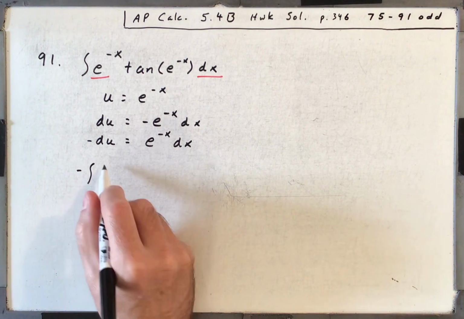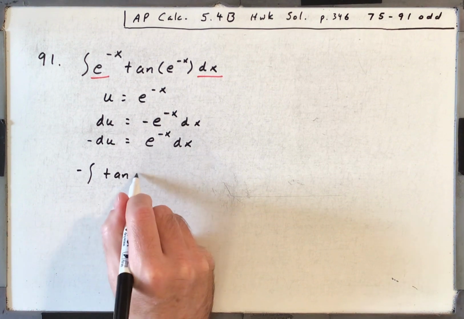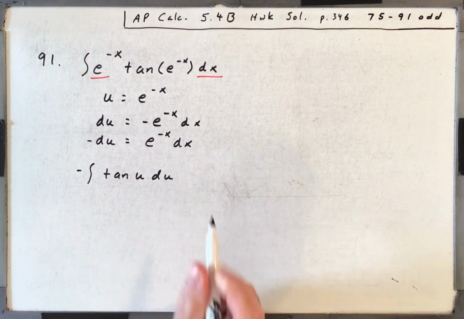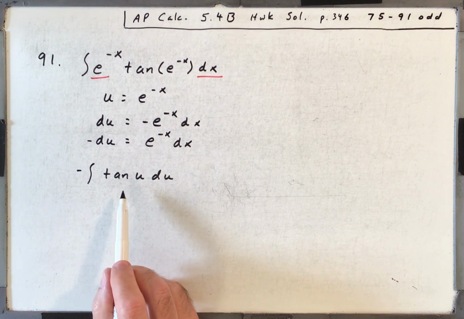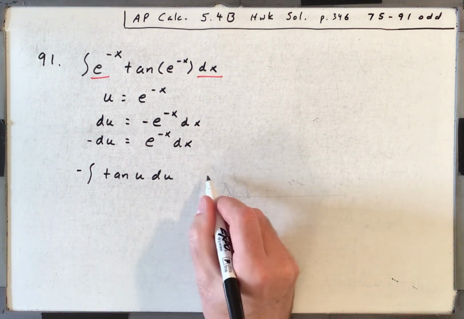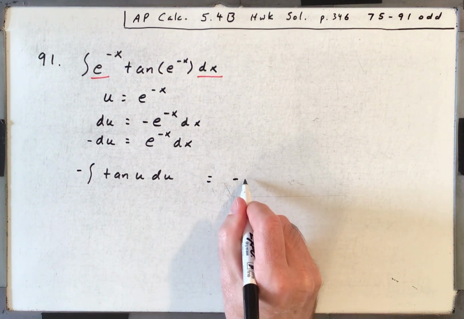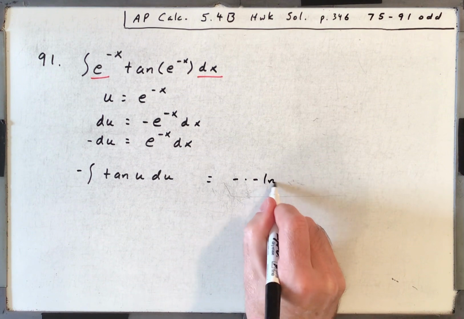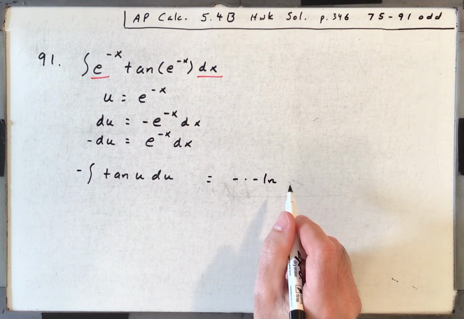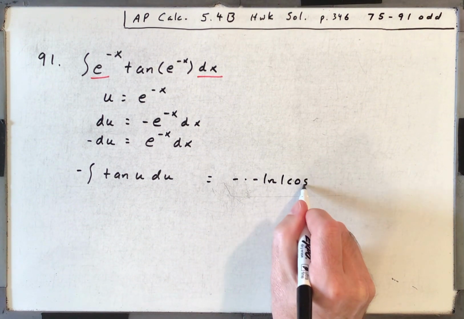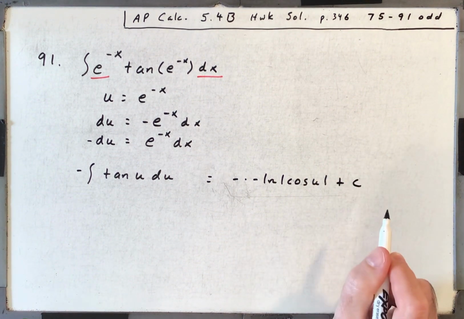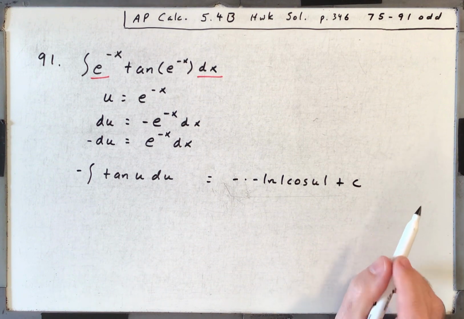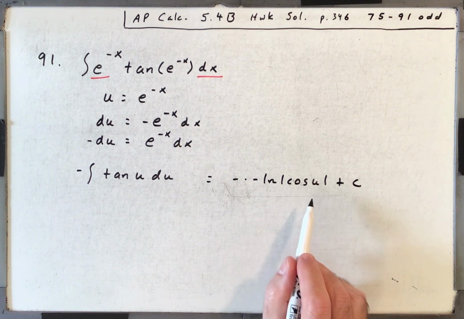and then we would have tangent u du. Now you have to remember, back from, I believe, section 5.1, what's the antiderivative of tangent u? Well, this is going to be minus, and then minus the natural log of the absolute value of cosine u plus c, right? Okay, that is something that you have to memorize, those trig antiderivatives for the test.